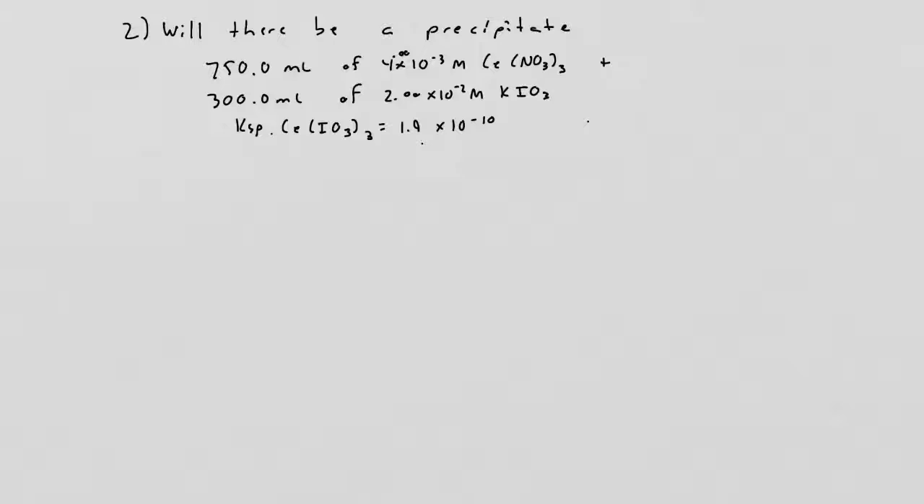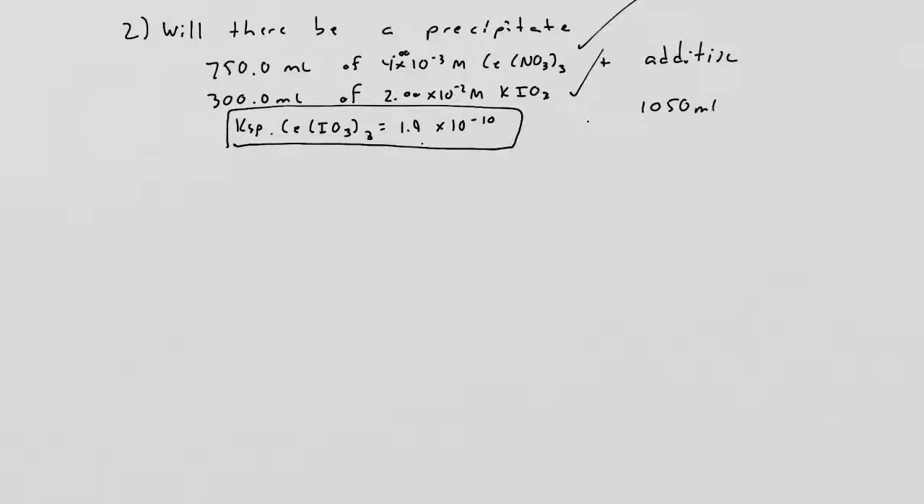basically we have a situation in which we have cerium iodate, and that's its KSP. And we have cerium nitrate, very soluble because it's a nitrate, and potassium iodate, very soluble because it's a potassium salt. We're given the concentrations to begin with, and we're going to mix the two, and we assume that the volumes are additive. That's a really important assumption, which means the total volume is going to be 1,050 milliliters. And so we can then do our little dilution calculation.